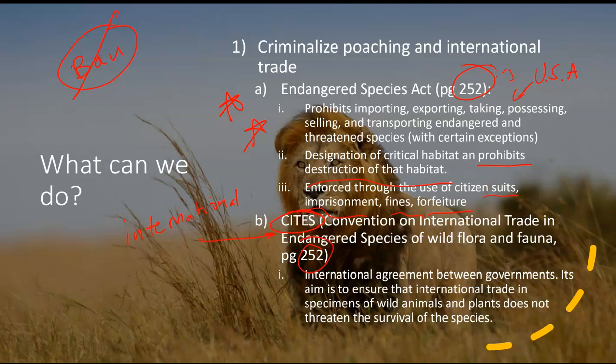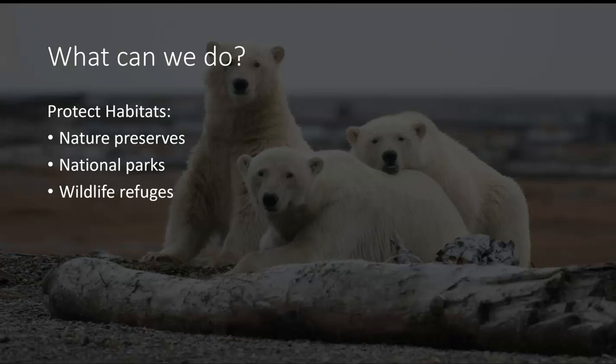Okay, so again, you guys need to know these two pieces of legislation, the Endangered Species Act and CITES. Okay, so make sure you get this written down and also follow up with the textbook reading. All right.